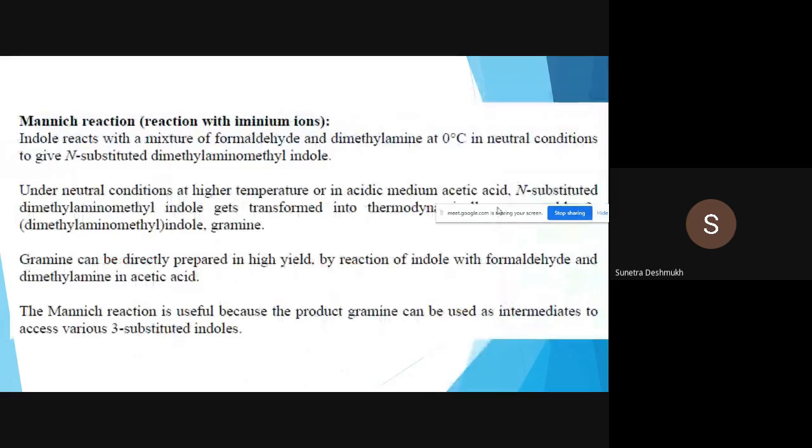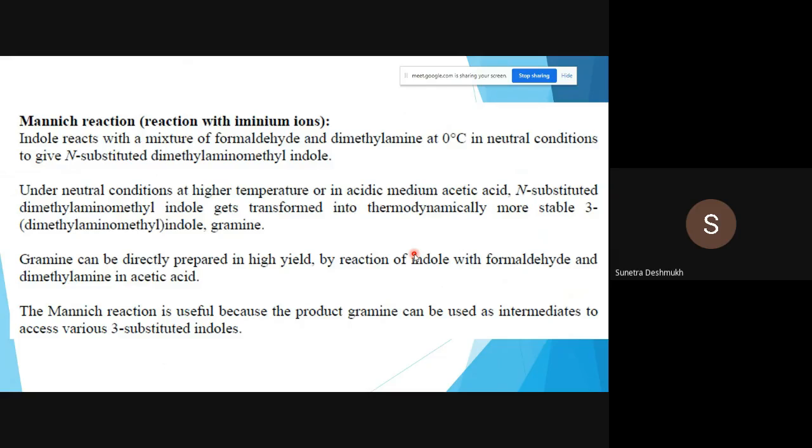Mannich reaction. So the next important reaction of indole is the Mannich reaction with ammonium ion. Indole reacts with a mixture of formaldehyde and dimethylamine at 0 degrees centigrade in neutral conditions to give the N-substituted dimethylamino methyl indole. Under neutral conditions at higher temperature, or in acidic medium, acetic acid, the N-substituted dimethylamino methyl indole gets transformed into the thermodynamically more stable 3-dimethylamino methyl indole. That is nothing but gramine. Gramine can be directly prepared in high yield by reaction of indole with formaldehyde and dimethylamine in acetic acid. The Mannich reaction is useful because the product gramine can be used as an intermediate to access various 3-substituted indoles.